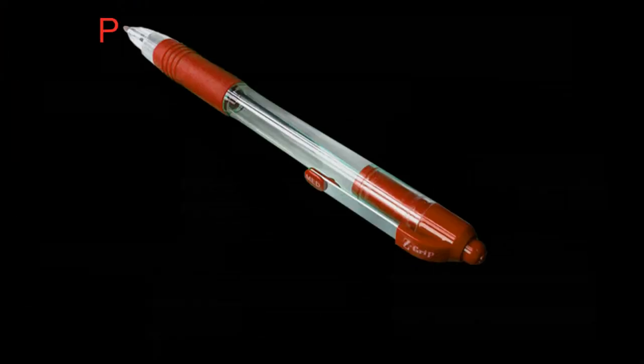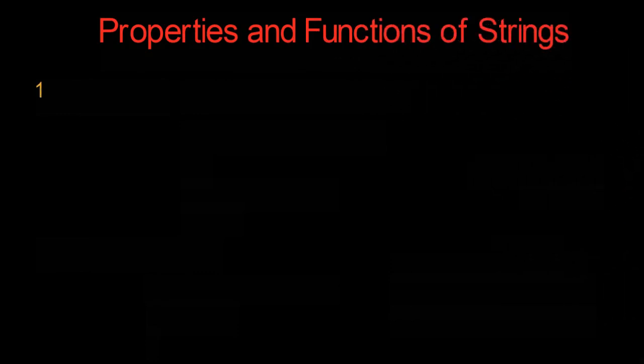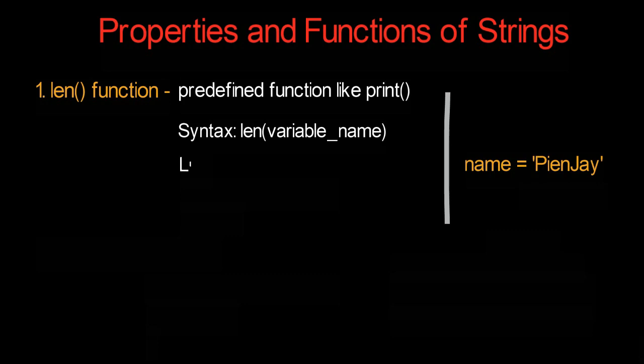So now let's look into some basic properties and functions that strings have. First, if we want to know the length of a string, we can simply use the function len, which is already a predefined function like print. So we simply type len, bracket, name of the variable, and close bracket, like len(name). It will display the result as 7 since PienJay has 7 characters.